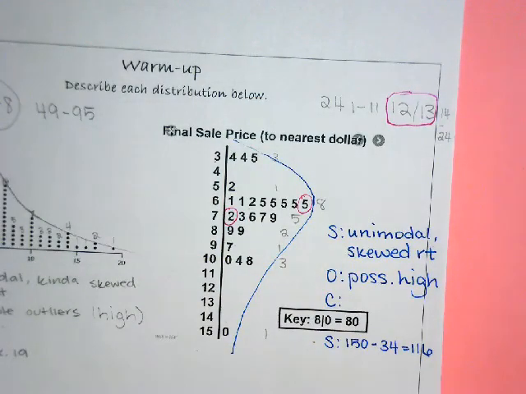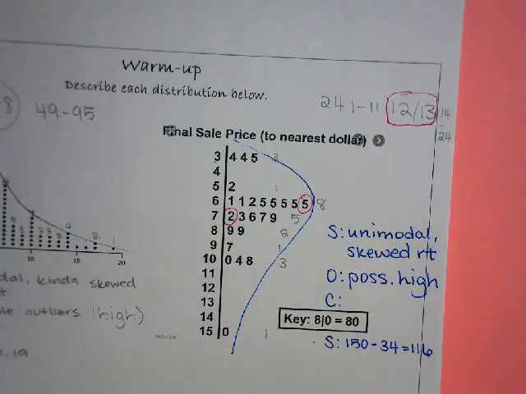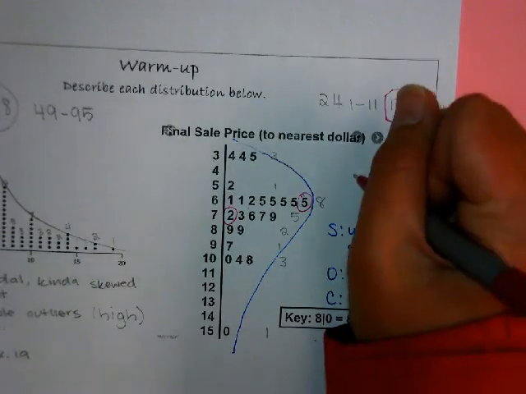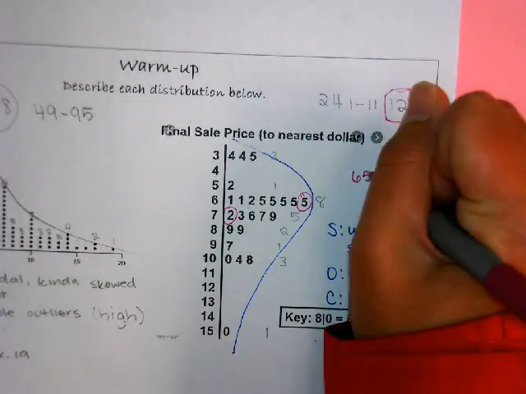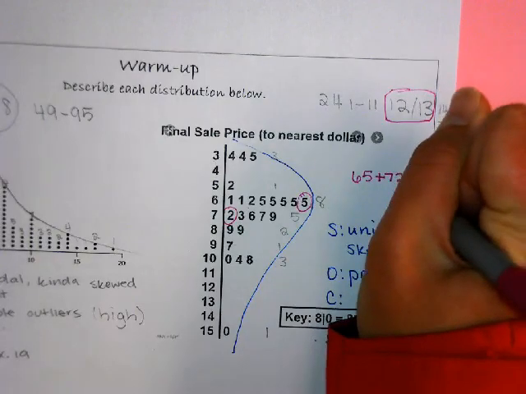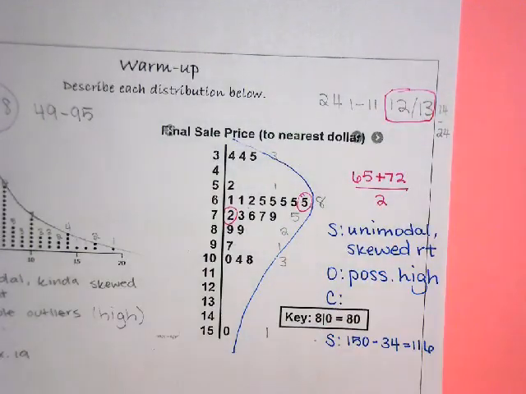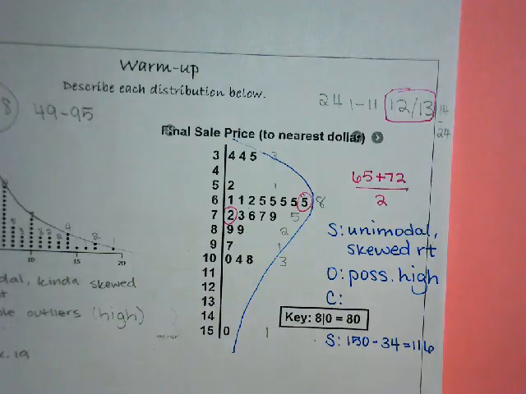What do we do when we have 2 pieces of data in the middle? Gabe, help me out. It would be the middle of them. So we're going to add them together, divide by 2. We're going to find their average. So 65 plus 72, that's 137, divided by 2 would be 68.5.